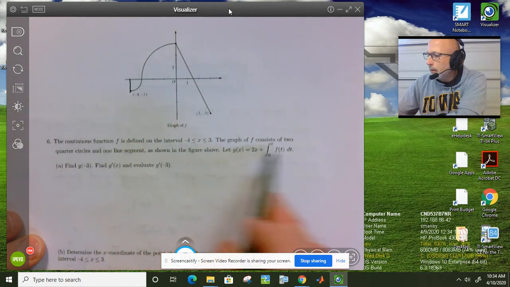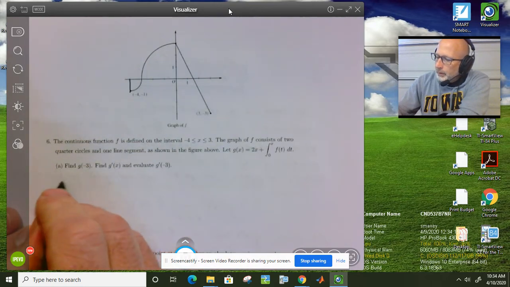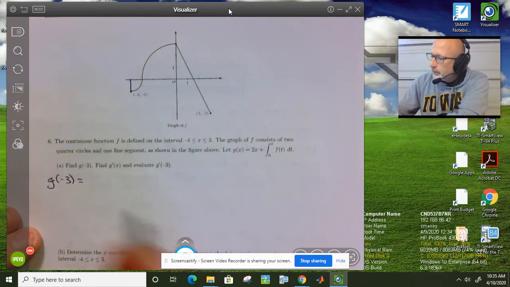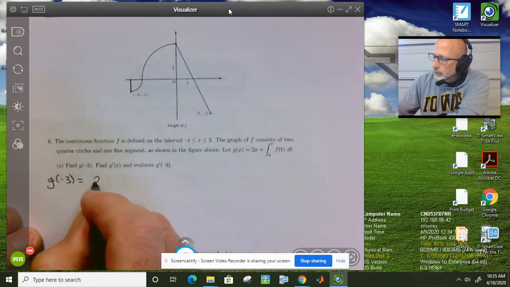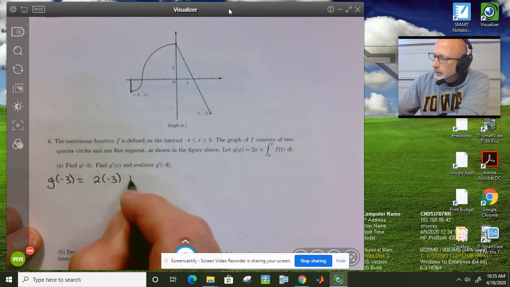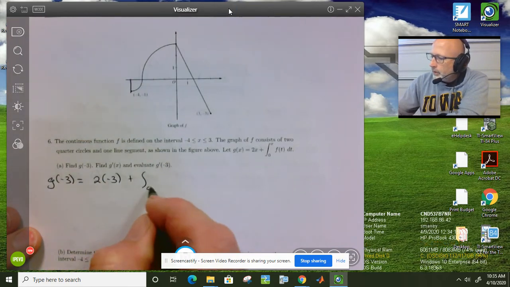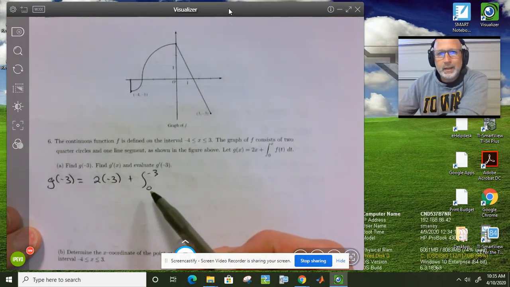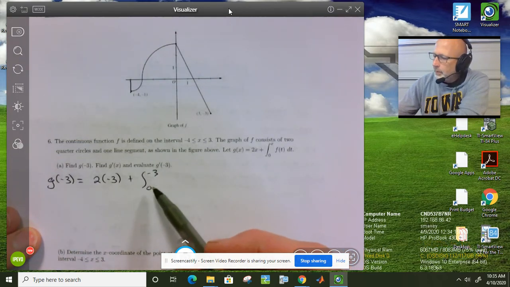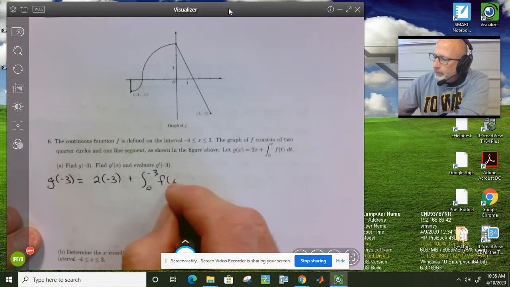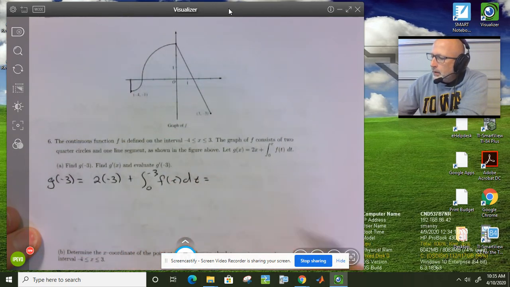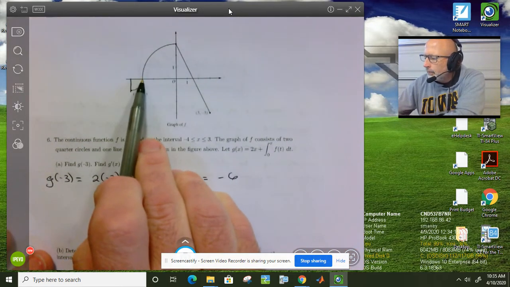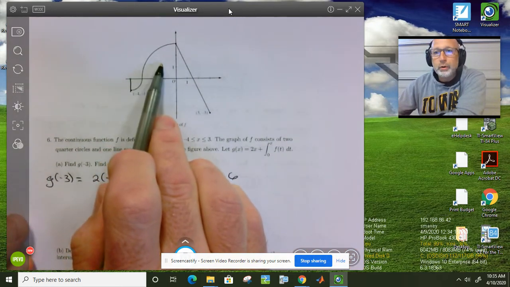Let g of x be equal to this. So g of -3 is equal to 2 times -3 plus the integral from 0 to -3. Notice we're going to integrate backwards here. So we have to take the negation of whatever our answer is going to be of f of t dt. So it's equal to -6. I'm going to go from 0 to -3. So this is -3. Here's a quarter circle.